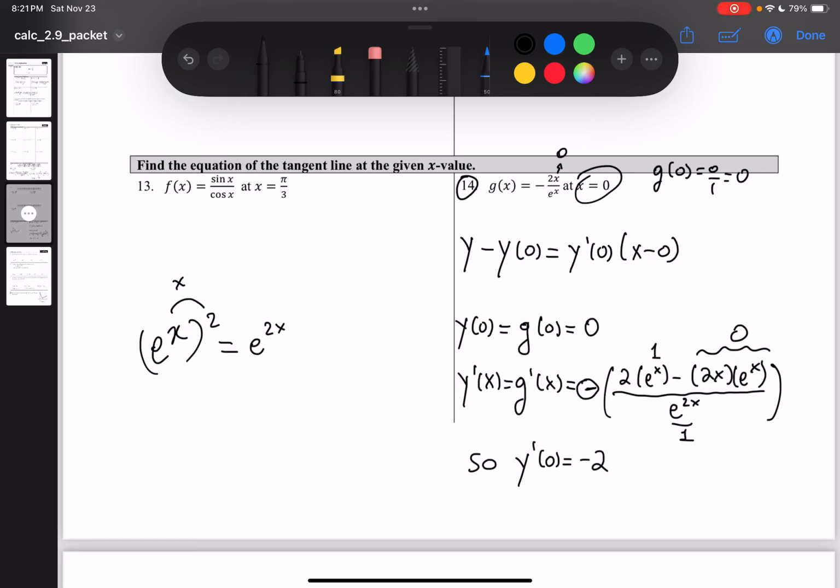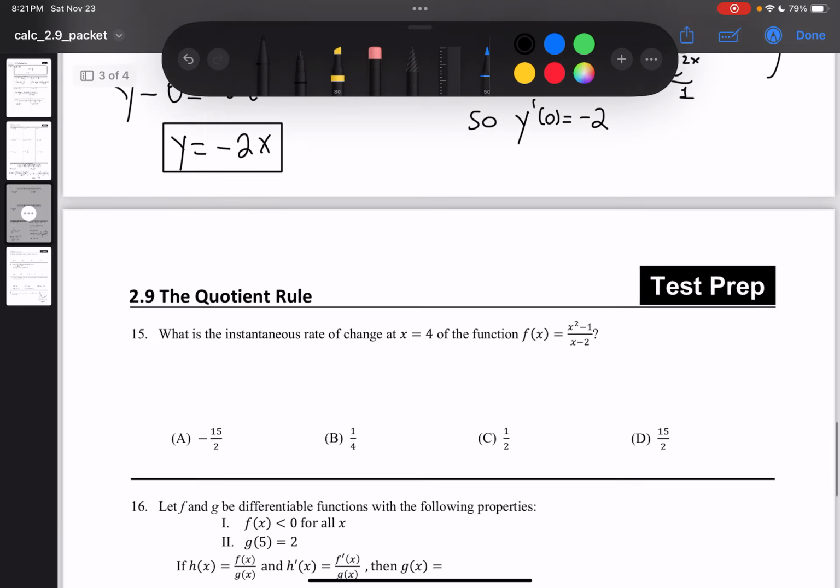So applying the formula right now, y minus y of 0 is basically 0. Y prime of 0 is basically negative 2. X minus 0, so our y is equal to negative 2x. Easy. So easy. Alright, so this is basically the tangent line on this given x value.